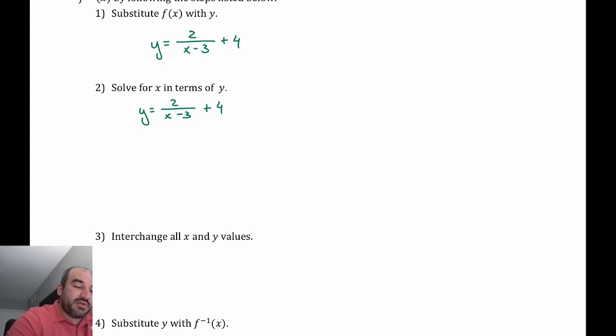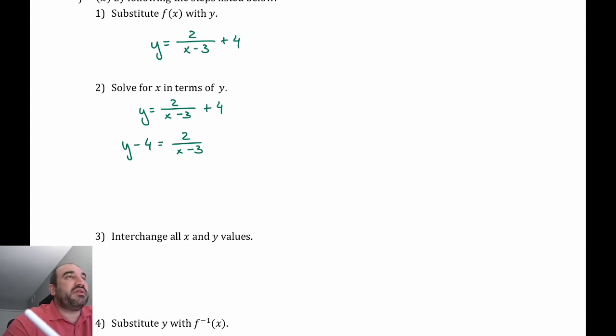Okay, hopefully you made some progress towards getting x by itself. Can someone tell me the first step we want to take here to getting that x by itself? Subtract 4 from each side. Good. We'll subtract 4 from each side. So we'll end up with y minus 4 equals 2 over x minus 3. Okay, that seems like the easy step to do.